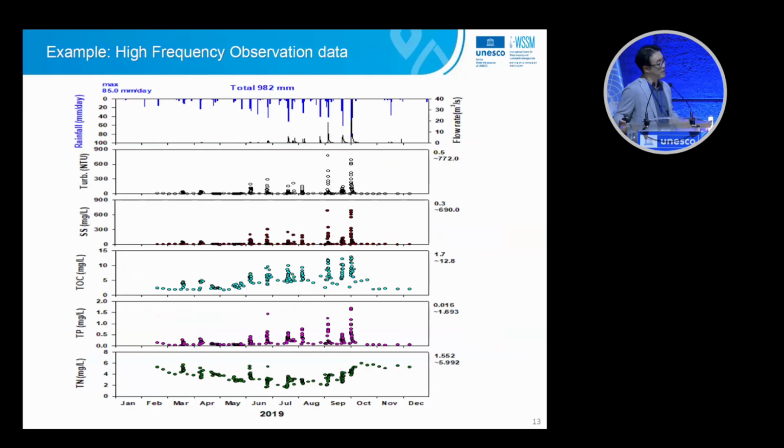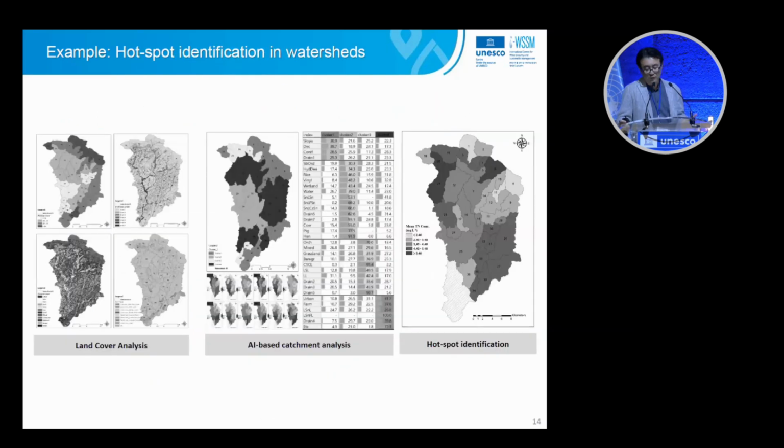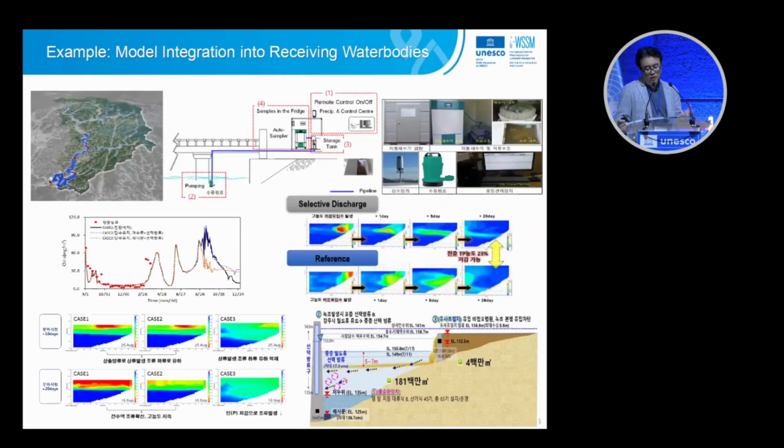So as you can see, it is very successful in identifying high peaks of nutrient concentration, such as nitrogen and phosphorus. And next is the result of a hotspot identification based on AI-based modeling, which is a self-organizing map, using the water quality data. Based on the data learning, we could successfully identify the hotspot areas where the nutrient level should be reduced. Then this kind of information can be connected to the receiving water body.